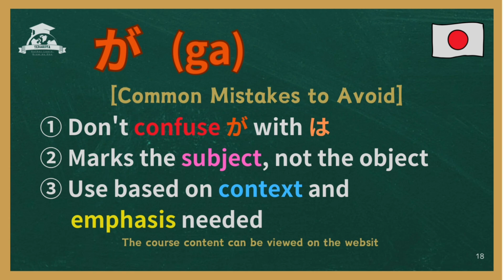Try creating sentences using ga. Please write them down in the comment section below and I will review them. Understanding the ga particle is essential for clear Japanese communication. It helps precisely identify who or what is performing an action. Let's move to the next particle.